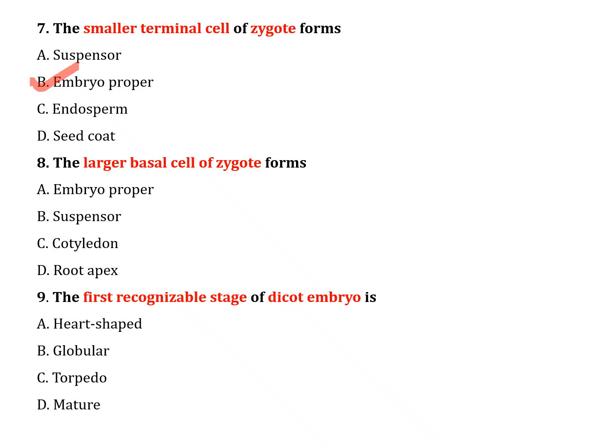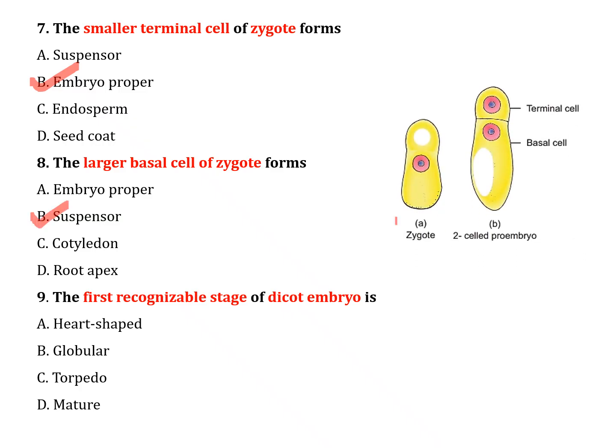The next question number 8. The larger basal cell of zygote forms option A embryo proper, option B suspensor, option C cotyledon, option D root apex. Correct answer is option B suspensor. This is the zygote. The zygote divided transversely to form the upper small terminal cell and the lower large basal cell. The terminal cell further divided to form embryo proper and the basal cell divided transversely to form the suspensor.